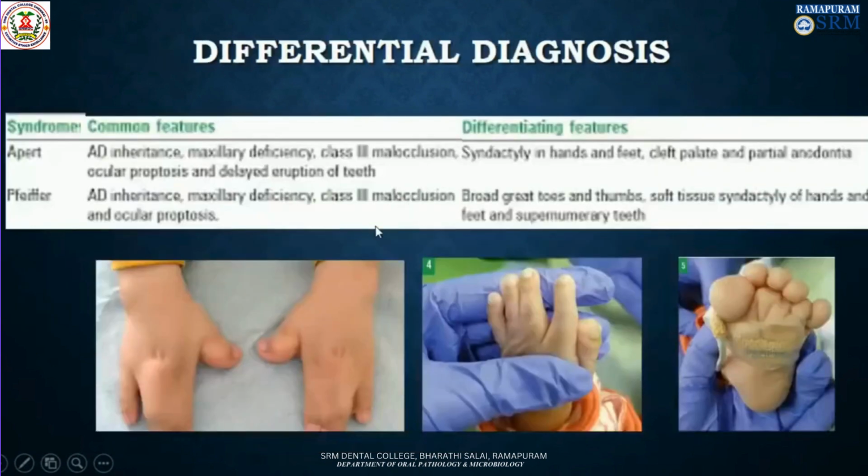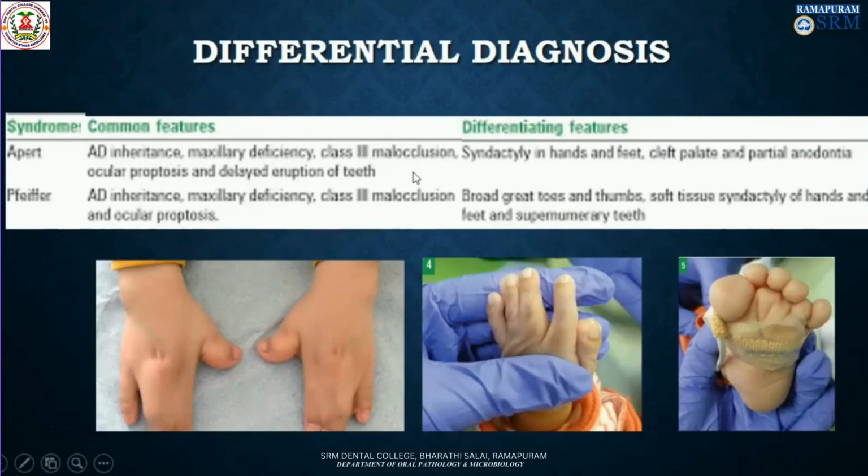And there are similar other syndromes which we saw, that is Apert and Pfeiffer, which have features similar to that of Crouzon. That is, all these three are autosomal dominantly inherited, and maxillary hypoplasia is present, class 3 malocclusion and oculoproptosis is present in all these three syndromes. But there are some differences.